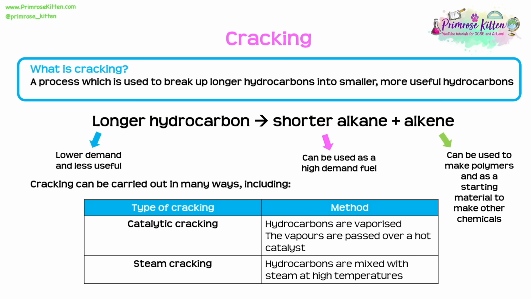So, with cracking, we can use one of 2 methods. We can use catalytic cracking. Using this method, we vaporise the hydrocarbons, and then the vapours get passed over a hot catalyst. We can also use steam cracking. When we do steam cracking, the hydrocarbons get mixed with steam at high temperatures.